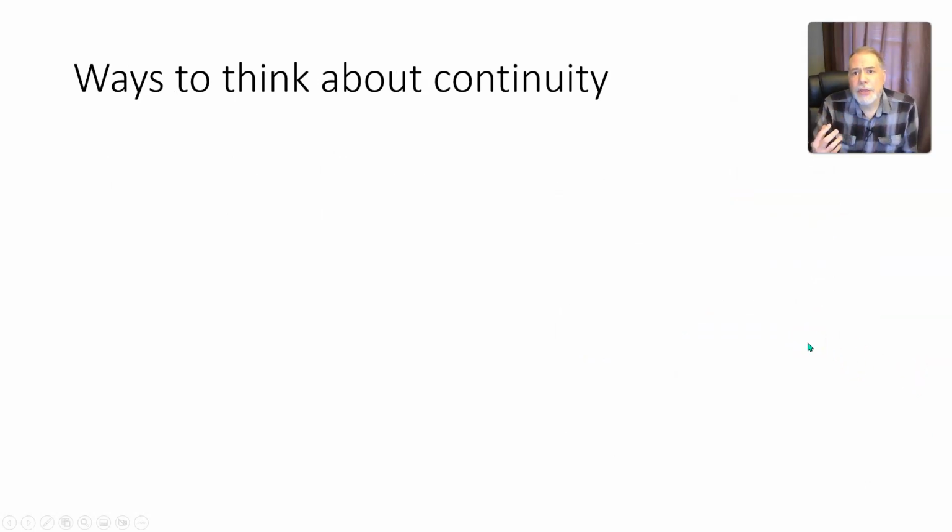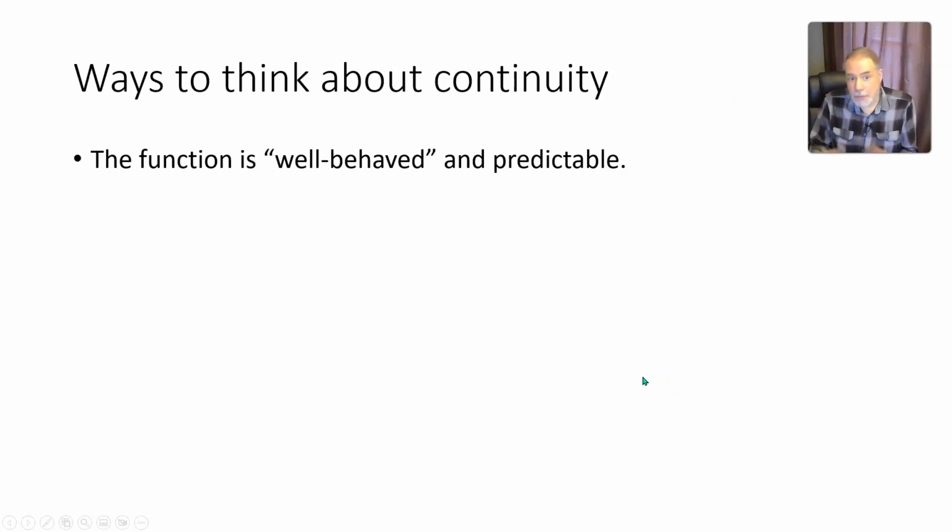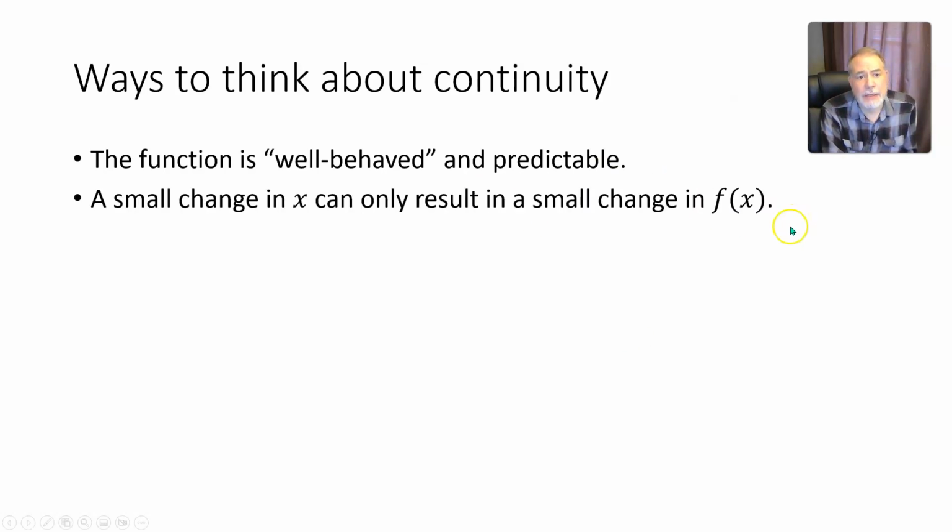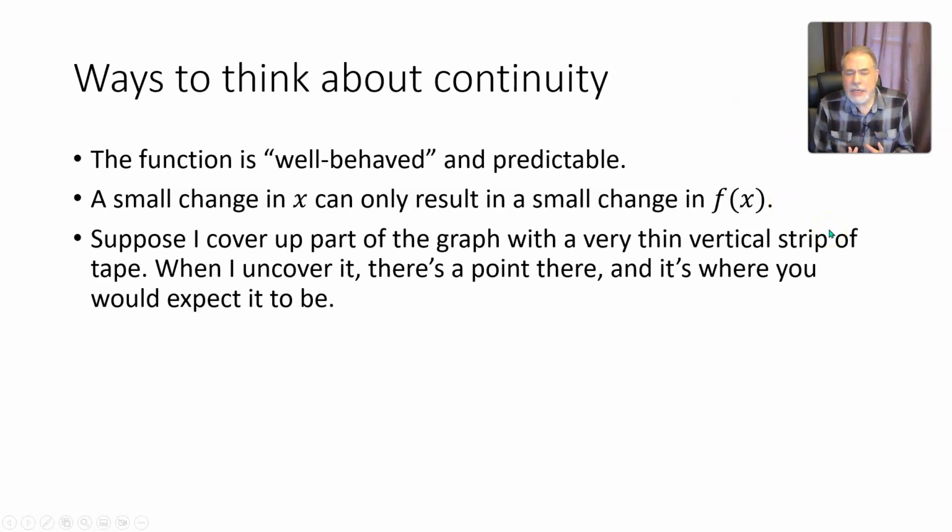Now here are some other ways to think about what it means for a function to be continuous. It means the function is well behaved and predictable. It does what you would expect it to do. A small change in x corresponds to a small change in f of x. And if it's continuous, then suppose I cover up part of the graph with a very thin vertical strip of tape. When I uncover it, when I peel off that tape, there will be a point there, and it will be where you would have expected it to be. So let me show you what I mean by that.